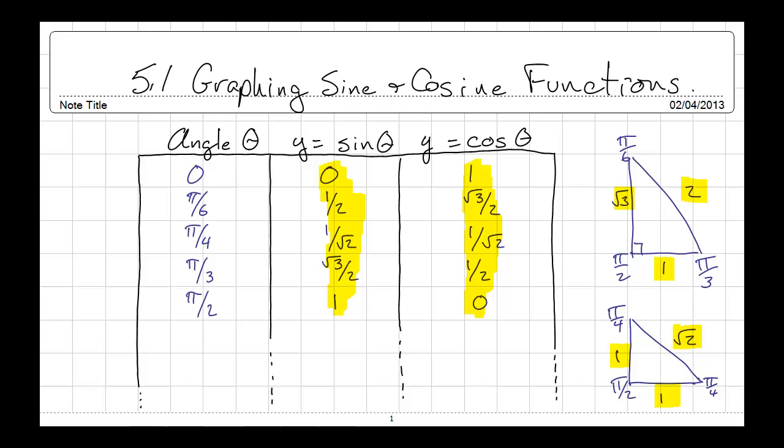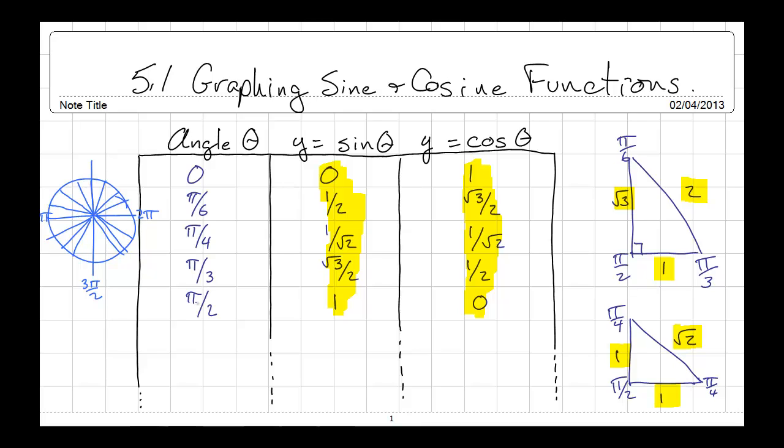Now I want you to extend that table. Remember, this is like in the circle. We've done pi over 6, pi over 4, pi over 3, pi over 2. Now I want 2 pi over 3, 3 pi over 4, 5 pi over 6, all the way to pi, and then continue with 7 pi over 6, 5 pi over 4, 4 pi over 3, 3 pi over 2, and so on, all the way down to 2 pi.